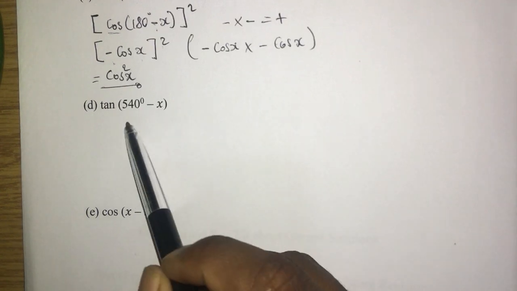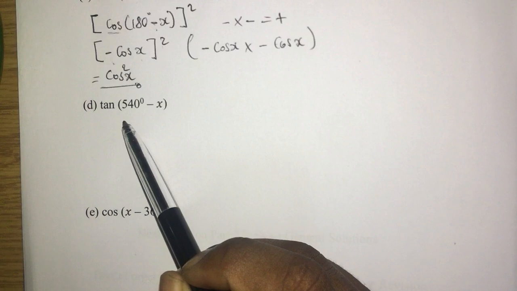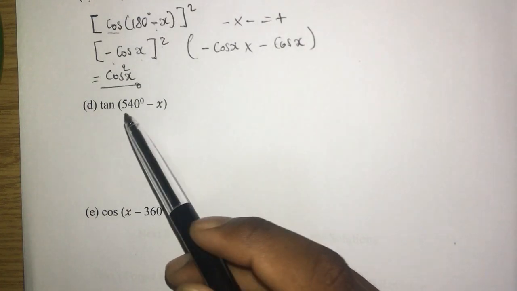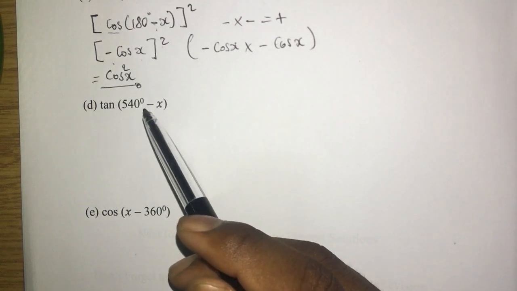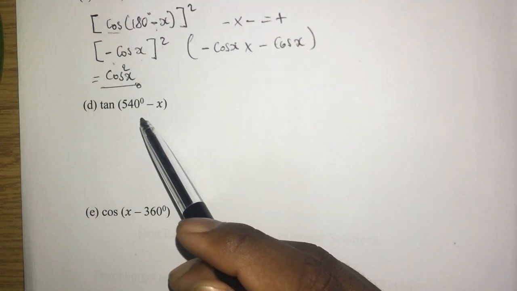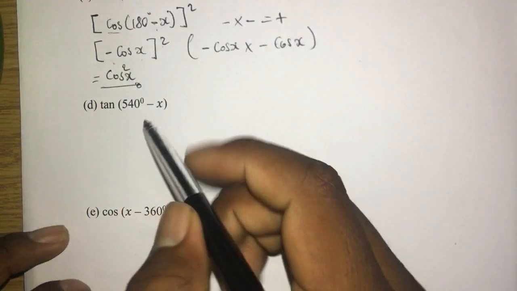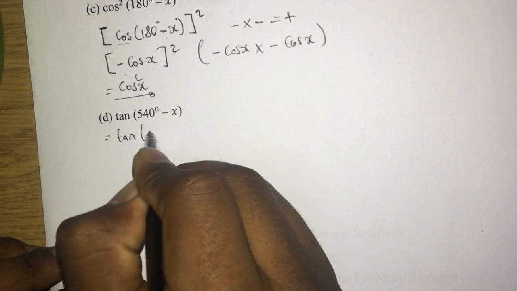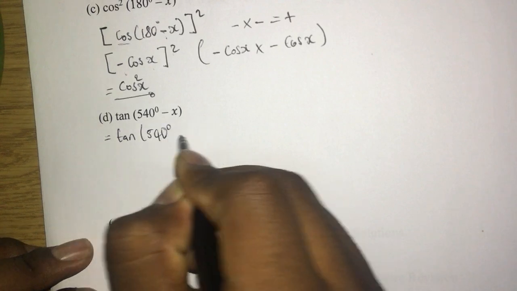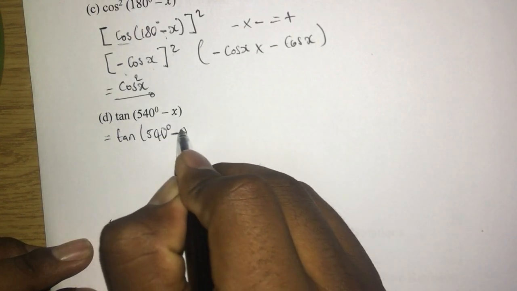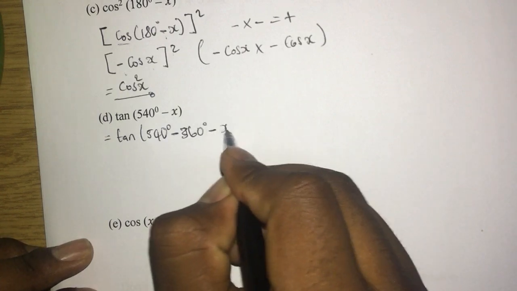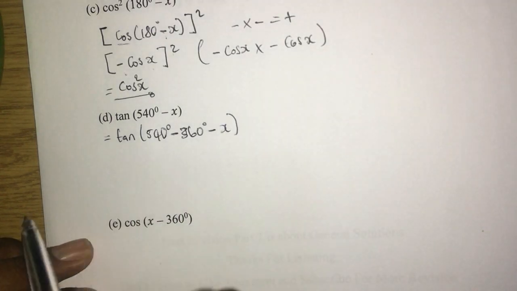So in this problem you can see that it is above 360. So all the time you add or minus what? 360. So here I will say tan(540 minus 360), because I want to reduce that angle. I'm not used to that angle, which is 540.